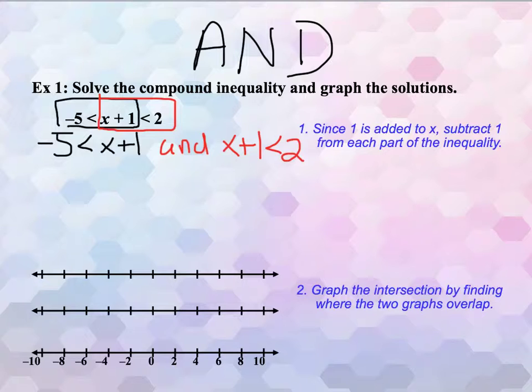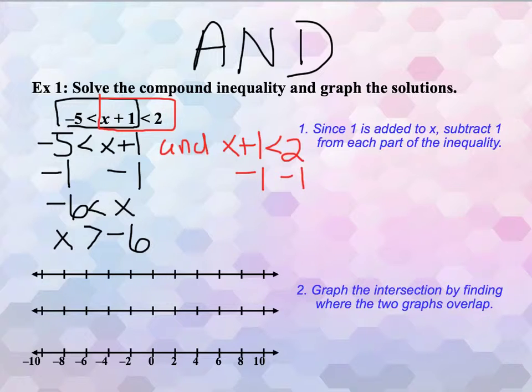So for the black inequality, I'll subtract 1 from both sides and get negative 6 is less than x. And we should always write our inequality with the variable on the left-hand side. So I'm going to go ahead and flip it. Make sure you write a little note saying that you're flipping that. And we'll solve our other inequality. So we'll subtract 1 again from both sides. This cancels out to be 0, so I get x is less than 1.